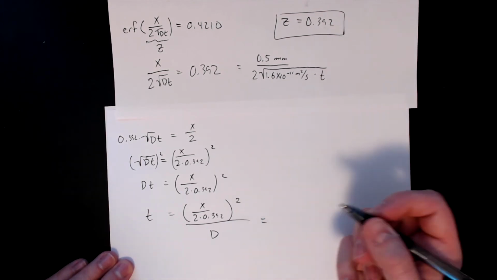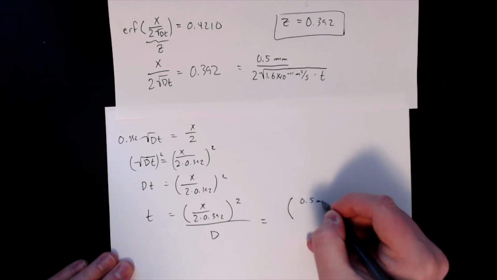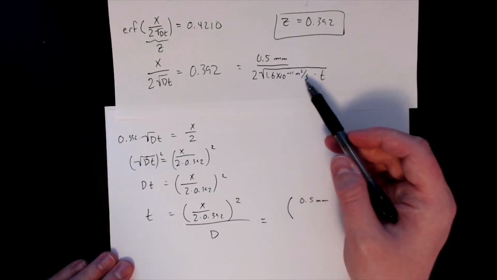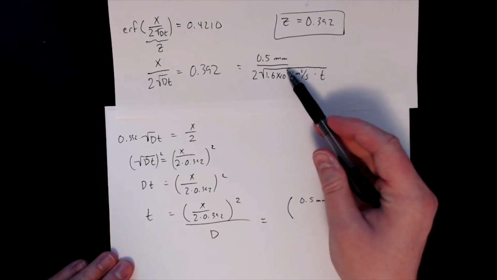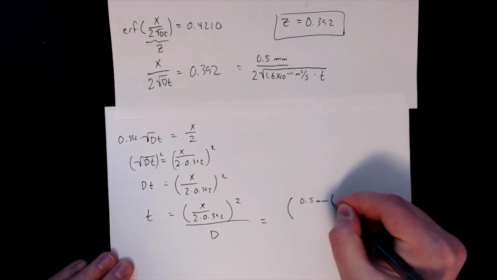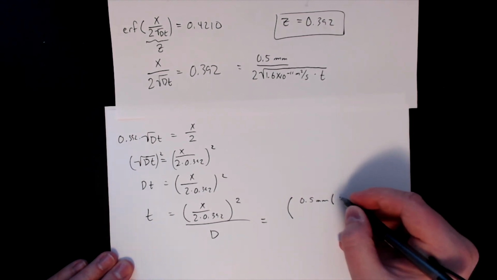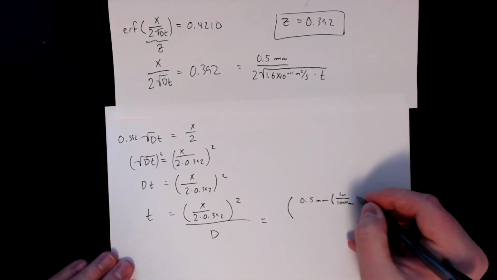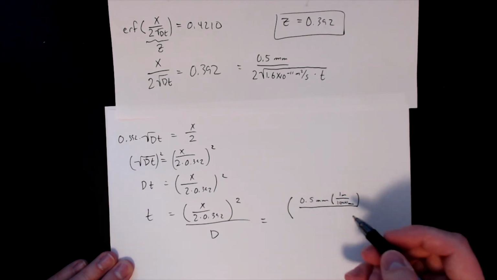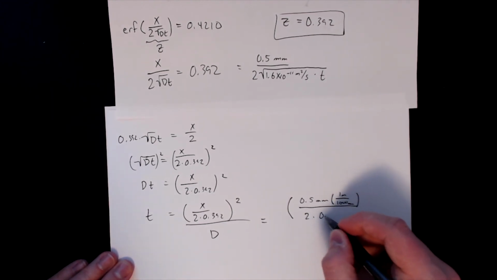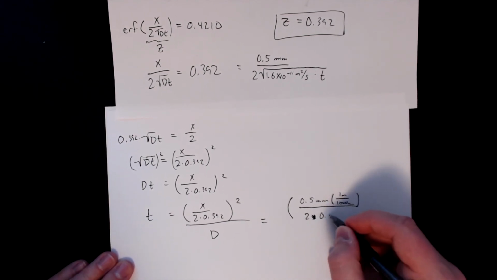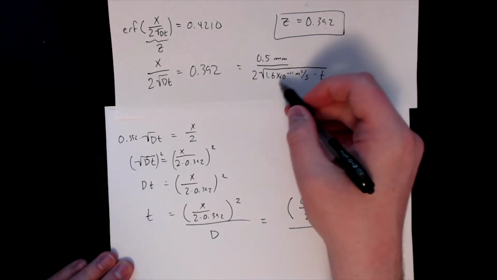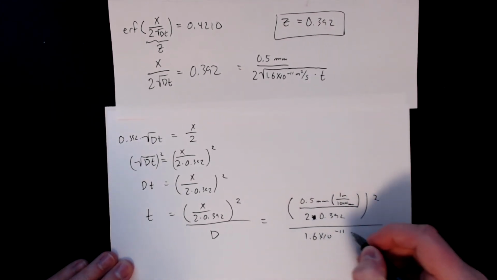So let's go ahead now and plug in the values, right? So our position was 0.5 millimeters. However, if you remember from up here, this was in meters. So it's better to go ahead and convert those units from millimeters. In terms of conversion, we have 1 meter, and that should be 1,000 millimeters, right? So you can convert this first or do it in here. Then that's going to be divided by 2 times 0.392. This is all squared, and then the diffusivity is equal to 1.6 times 10 to the minus 11, and this is meters squared per second.